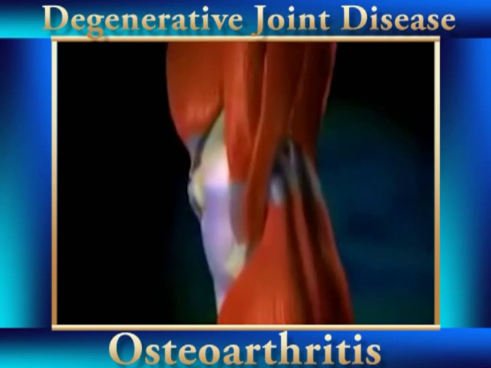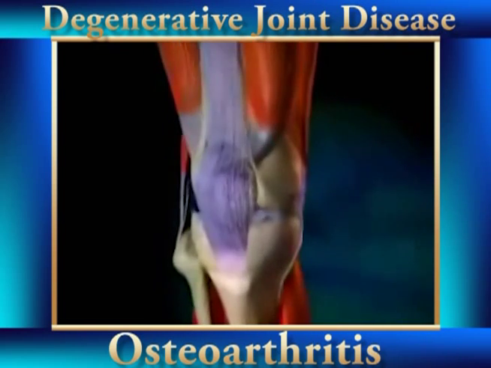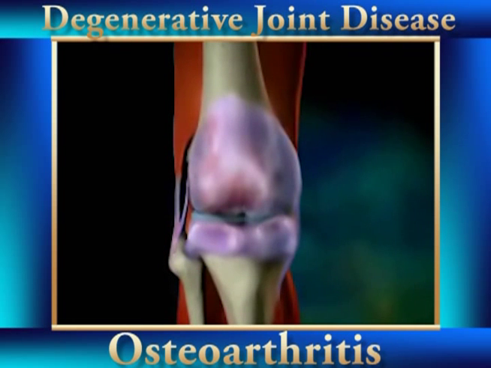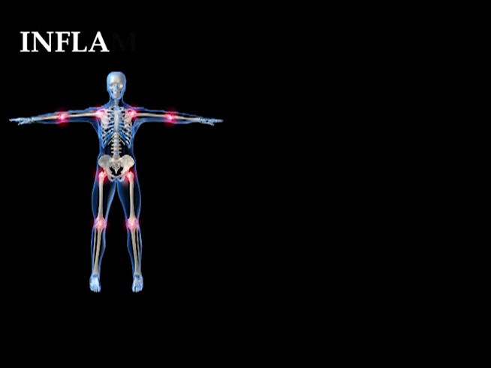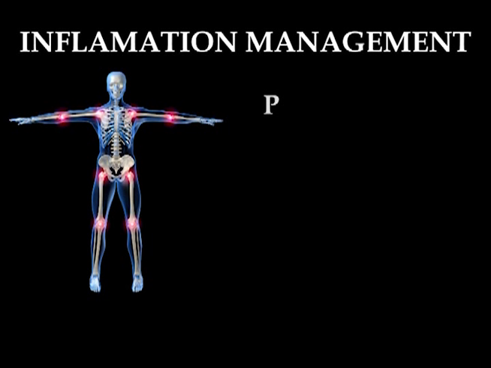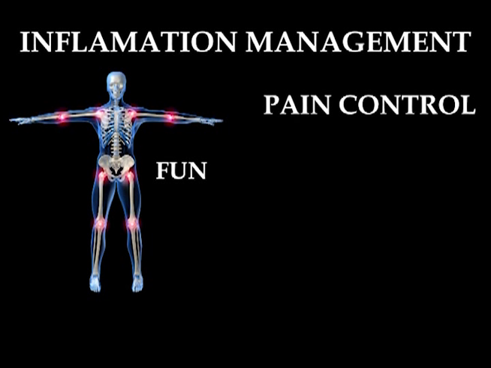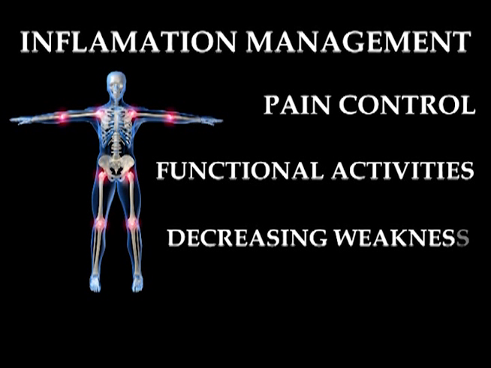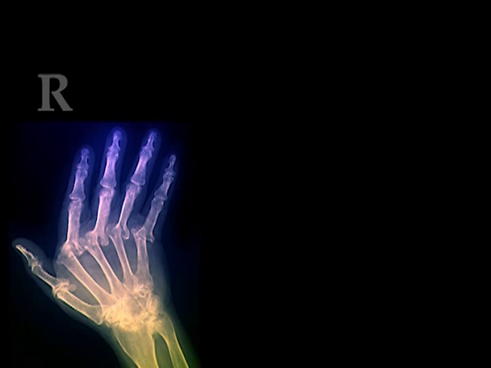Degenerative joint disease, or osteoarthritis, is a type of arthritis marked by progressive cartilage degeneration in synovial joints and vertebrae. The main goals of physical therapy for degenerative joint disease are the following: management of the inflammatory process, pain control, promotion of functional activities using task modifications such as reachers, sticks, or assistive devices such as canes, walkers, or crutches, and also decreasing weakness and increasing flexibility.